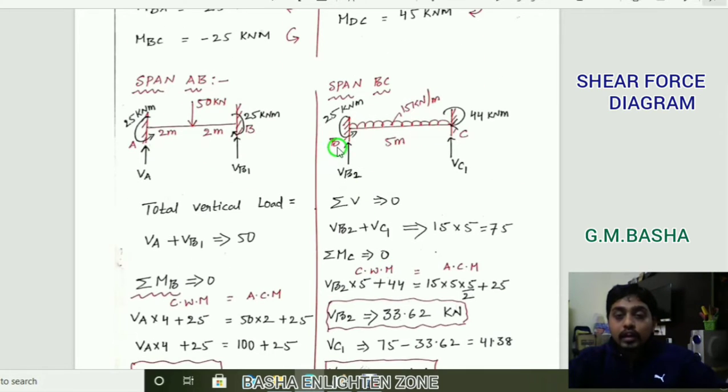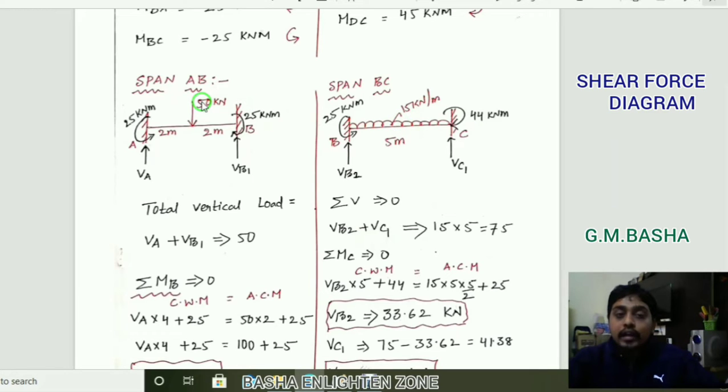So therefore, here in the BC span, due to the particular joint, there will be two connecting members. I am taking VB2 here and VC1 here. Why? Because there is another connecting member for this one. Then first of all, take the sum of the total vertical loads on a particular span equal to 0. So what is the total vertical load acting here? VB2 plus VC1 will be acting in the upward direction. Therefore, I am taking VB2 plus VC1 minus the load for UDL.